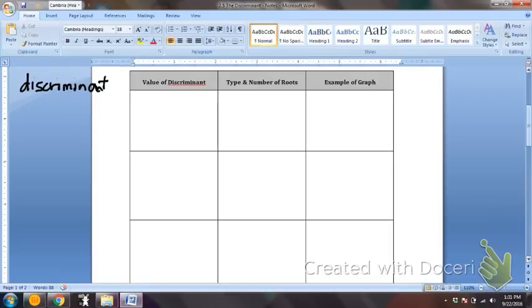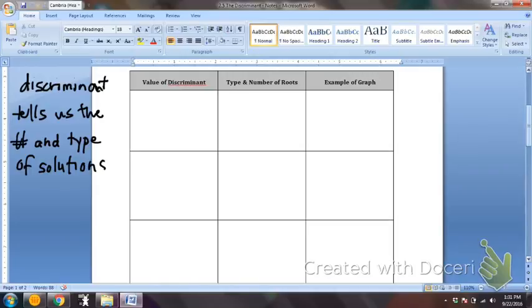The discriminant tells us the number and type of solutions. What's another word for solutions? Roots. Zeros. What else? Yes, x-intercepts. All those mean the same thing. The discriminant comes from just what is underneath the square root sign. So if we think about our quadratic formula, the thing underneath the square root sign is just b squared minus 4ac.